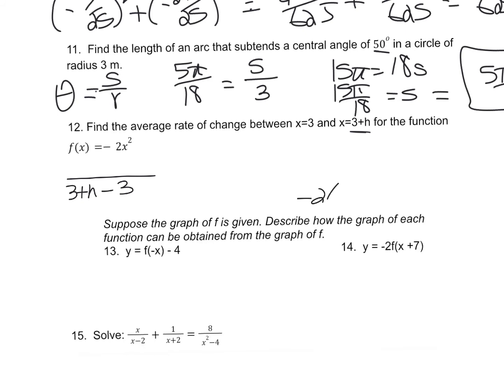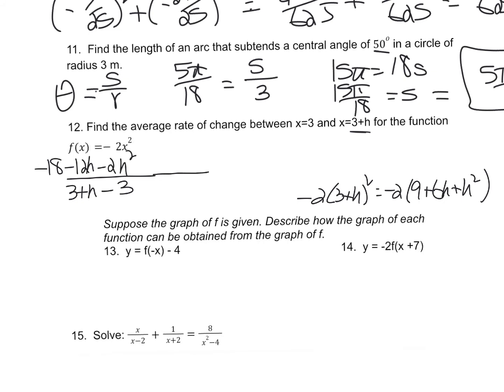If I plug it in, I'm getting negative 2 times 3 plus h squared. If you square 3 plus h, you get 9 plus 6h plus h squared. That's square, multiply, double, square. So I'm going to multiply all that by negative 2, and I'll get negative 18, I'm putting it up here, minus 12h minus 2h squared. Now, for my second x, I'm going to do minus, and I'm going to plug in the 3. If I just plug in 3 in there, 3 squared is 9. 9 times negative 2 is negative 18. So I'm going to get minus negative 18, which, by the way, is plus 18.